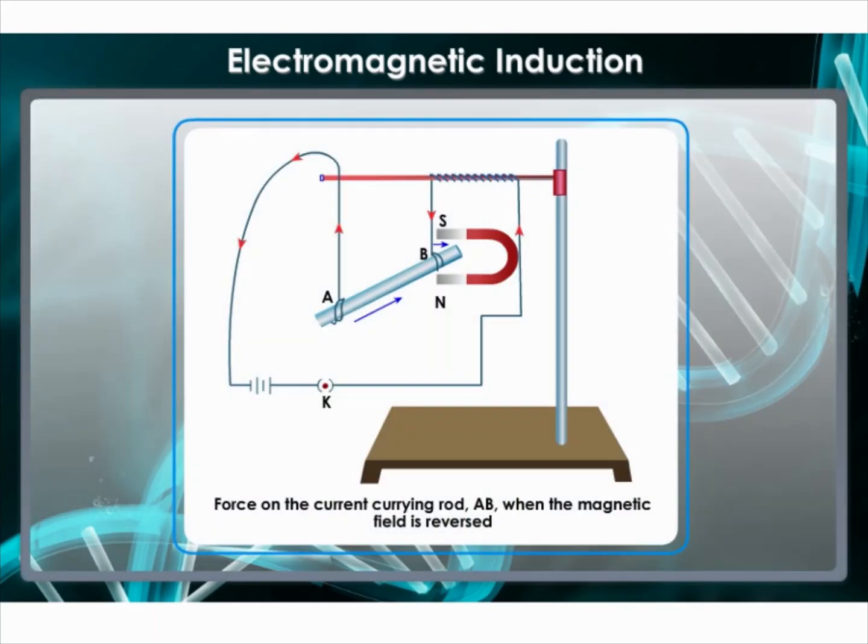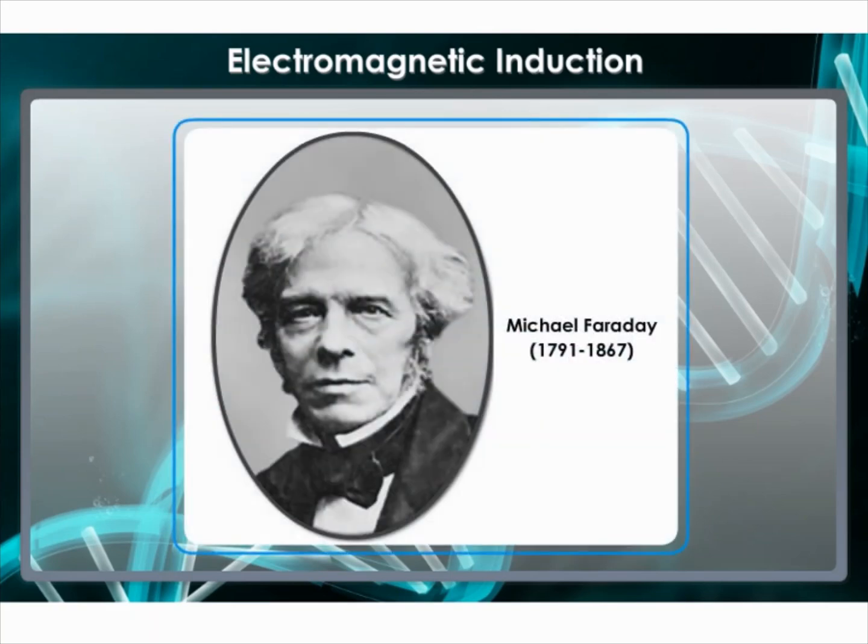Electromagnetic induction. When a current-carrying conductor is placed in a magnetic field such that the direction of current is perpendicular to the magnetic field, it experiences a force. This force causes the conductor to move. This was first studied by English physicist Michael Faraday. In 1831, Faraday made an important breakthrough by discovering how a moving magnet can be used to generate electric currents.